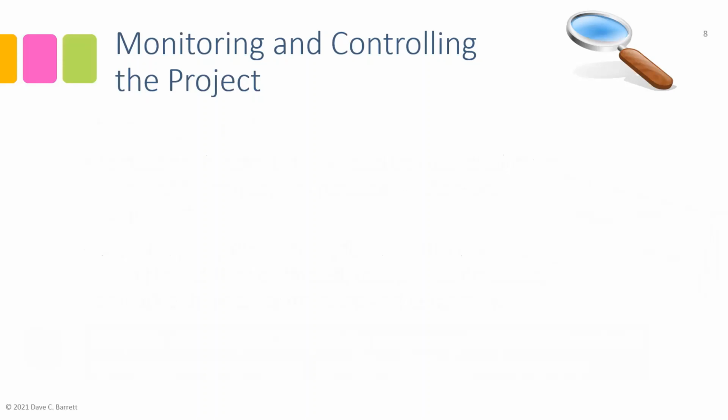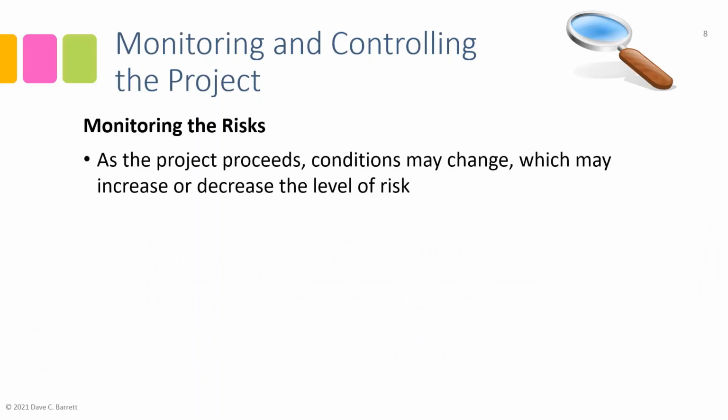Okay, again, continuing on monitoring and controlling, we need to monitor the risks. As the project proceeds, conditions may change, which may increase or decrease the level of risks that were previously defined in the risk register. As you remember, during the planning phase, a risk register was completed, which contained the information about the risk, the probability, the impact, and then what we're going to do, both in risk response and contingency. Well, as the project proceeds, we now know more information about that risk. We might find that the probability seems to increase or decrease. Maybe we understand the impact in a greater capacity at this point.